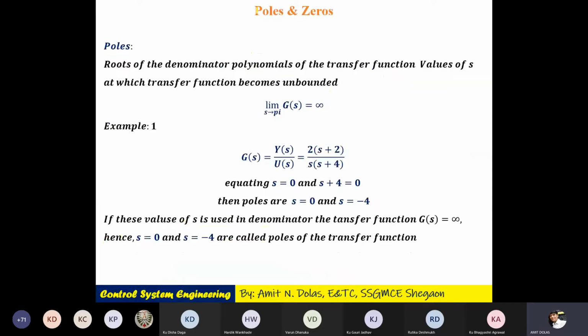So coming to the poles and zeros, what is the pole and what is the zero? Poles are the roots of the denominator polynomial of the transfer function, the values of s at which the transfer function becomes unbounded. Such a value of s which tends the transfer function to infinity, meaning unbounded. So whatever the poles p1, p2, p3, if their values are such that the transfer function becomes infinity, it is called a pole or poles.